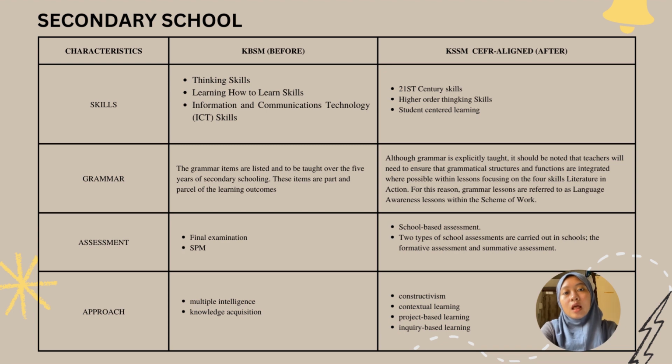In KBSM, the grammar items are listed and to be taught over the 5 years of secondary schooling. These items are part and parcel of the learning outcomes. Meanwhile, in CEFR, although grammar is explicitly taught, it should be noted that teachers will need to ensure the grammatical structures and functions are integrated where possible within lessons focusing on the 4 skills and literature in action. For this reason, grammar lessons are referred to as language awareness lessons within the scheme of work.